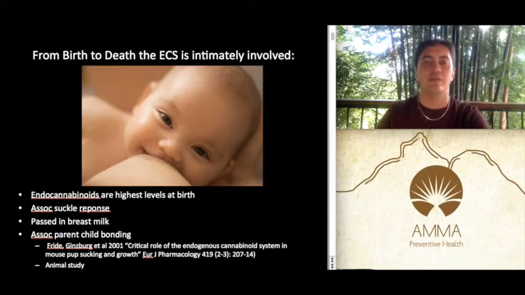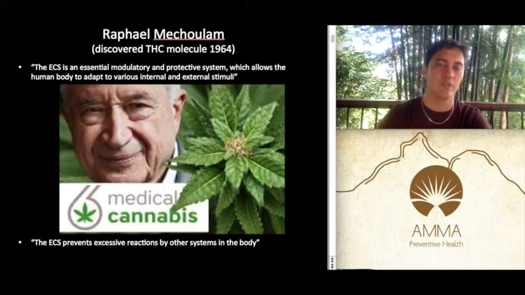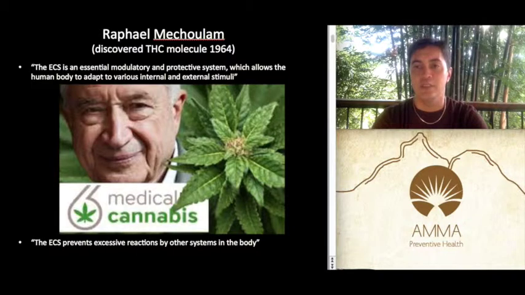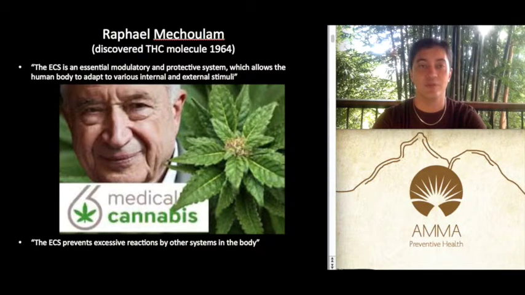From our birth to our death, the endocannabinoid system is intimately involved. Endocannabinoids are found at highest levels at birth. They are associated with the suckling response and are passed in the mother's breast milk, and are deeply involved with parent and child bonding. Not only that, cannabinoid systems and endocannabinoids are found in all animals, mammals, reptiles, fish, etc., and have been isolated right down to mollusks, so they are an integral part of all physiological systems in all animals.